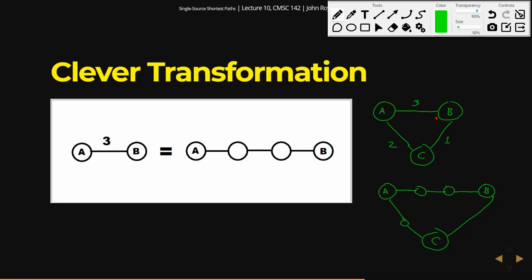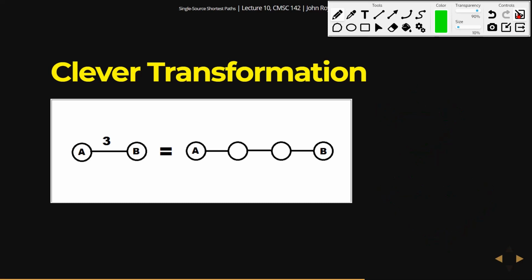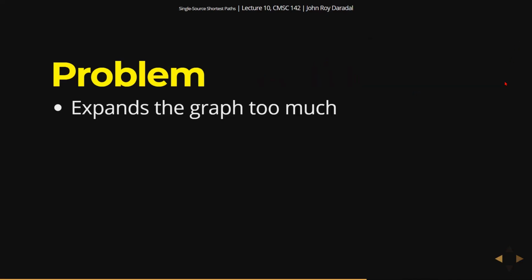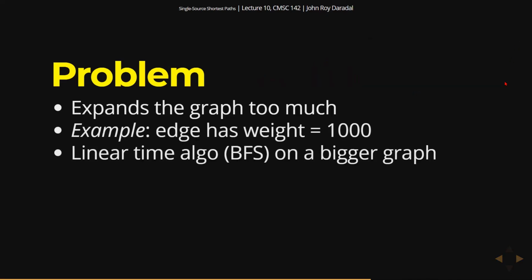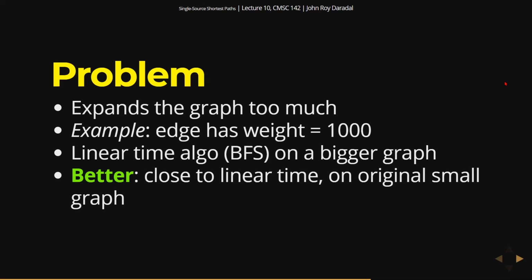But this is because we had small weights here. Now, if this was like 1,000, then there would be a lot of edges here. So it's not really efficient when you have big edge weights. Again, it would have been better if we chose an algorithm that's not linear but close to linear time, and then we're running it on the original small graph.